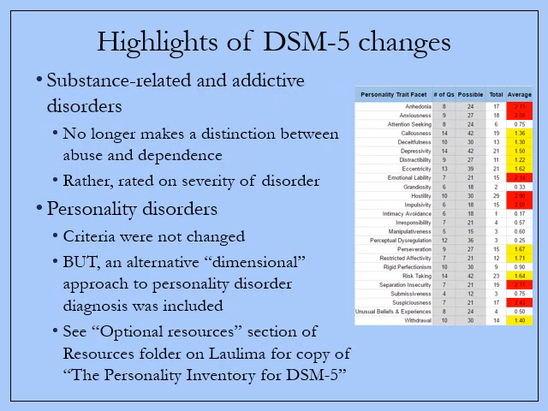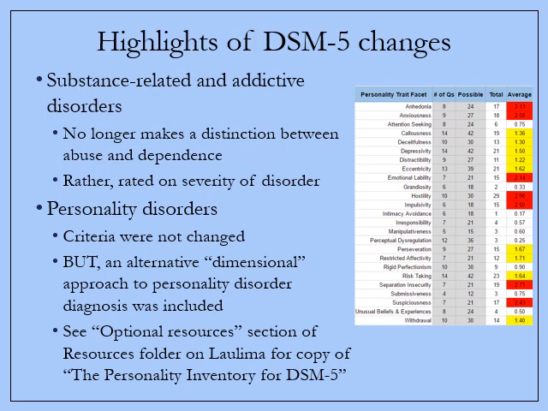In substance-related and addictive disorders, so this would be like substance abuse, overuse of alcohol, etc., we no longer make a distinction between abuse and dependence. So we don't say if somebody's addicted to alcohol, we don't make a distinction between just abusing alcohol and being addicted to alcohol. Rather, it's rated dimensionally based on severity of the disorder. So you can have mild alcohol use disorder, or you can have moderate heroin use disorder, for example.